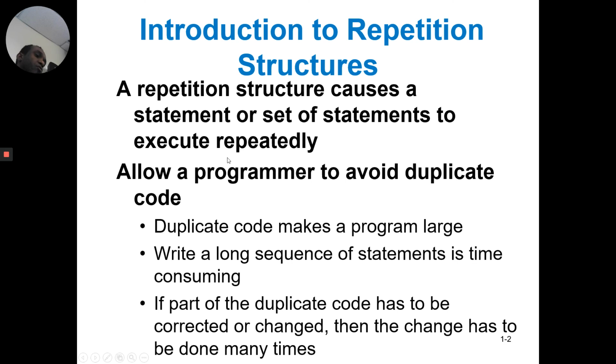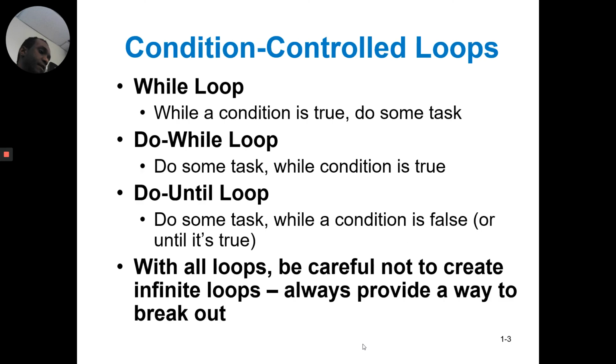So loops allow a program to avoid duplicate code. Duplicate code makes a program a large and long sequence of statements. It's time consuming. For example, if you had to write "I will not do this again" 100 times, it takes a long time. But with loops or repetitions, you can write it once and say how many times you want it to run. If part of the duplicate code has to be corrected or changed, then the change has to be done many times. If there are multiple misspellings, you have to go through all of those and fix them. But if it was only one line, you can directly go to that line and fix it.